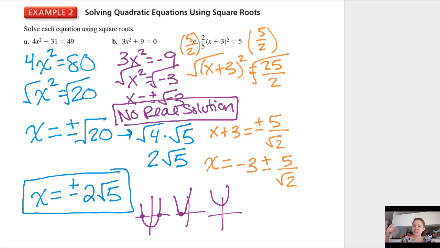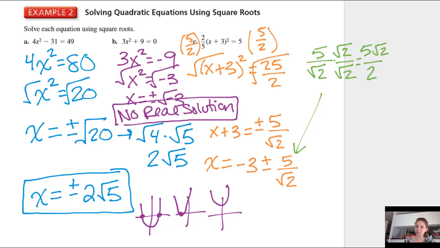Now it's not good to leave a radical in the denominator, so I need to rationalize this term, 5 over radical 2. I don't want a radical in the denominator, so if I multiply it by radical 2 over radical 2, in essence I'm multiplying it by 1. But what that does is I get a 2 in the denominator and a 5 radical 2 in the numerator, and now I've rationalized the denominator. It's a rational value. So going back, I can rewrite my solution as x equals -3 plus or minus 5 radical 2 over 2.